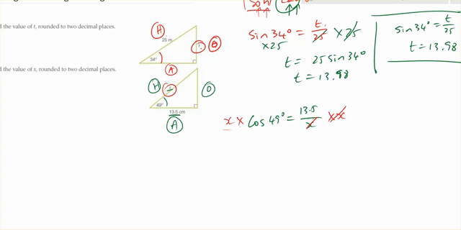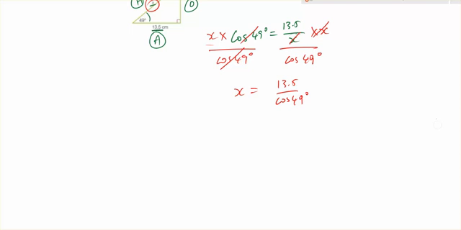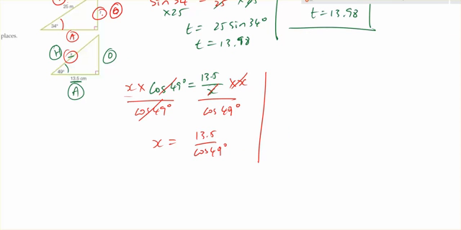Now, what I can do now is divide both sides by cos 49 degrees. Now what happens is the cos 49 degrees cancel each other, and I'm left with x equals 13.5 divided by cos 49 degrees. There's an alternative way I can do this, which I've taught in class.